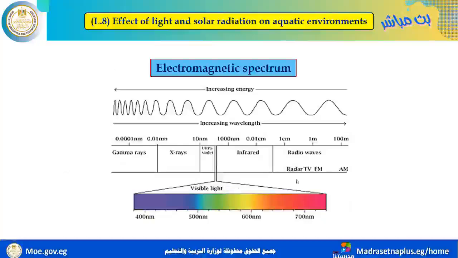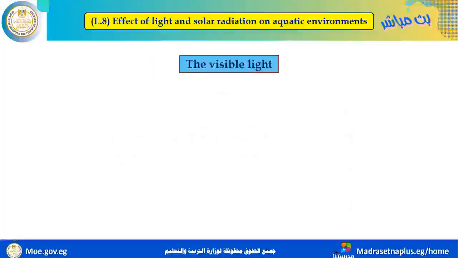Now, the most important thing we need to concentrate on in this graph is the visible light, which is the title of our lesson for today, and how light impacts the aquatic environment in oceans, seas, or also in rivers. So let's go for the visible light.